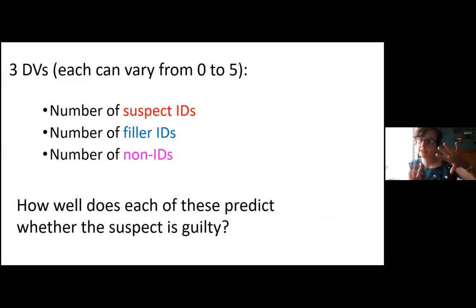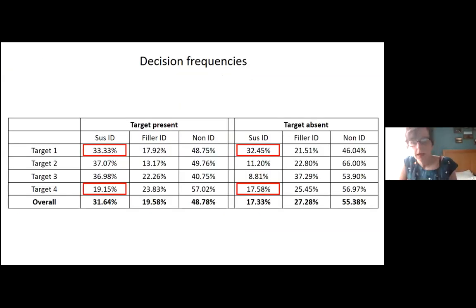And we thought that filler IDs and non-IDs might work in the opposite way, that it might increase the likelihood of innocence if you've got more filler IDs or if you've got more lineup rejections. Before we get to that point though, I just want to show you our frequencies of responses. And unfortunately, people's performance was pretty dire. And I'm going to return to this point later on.